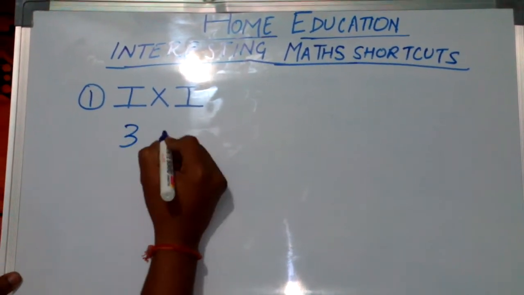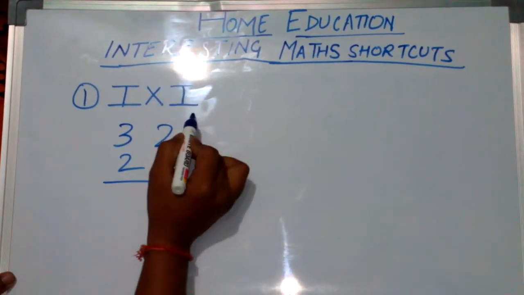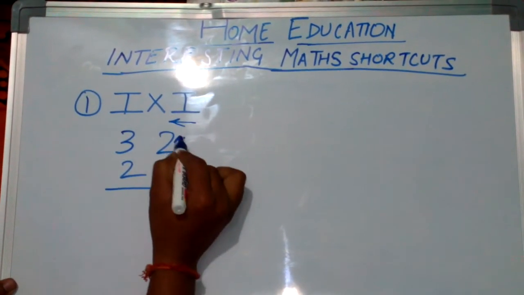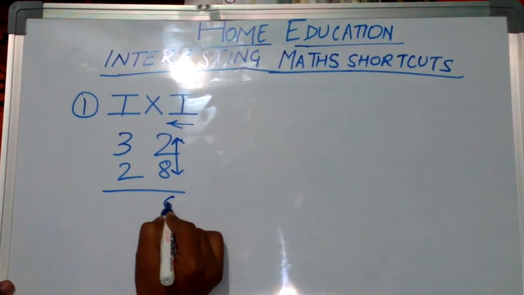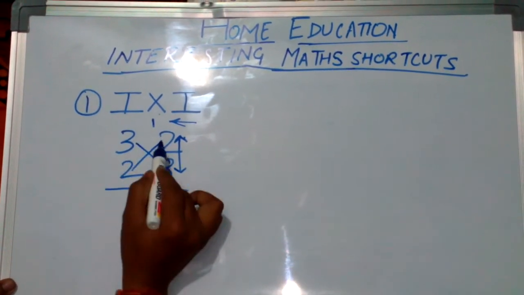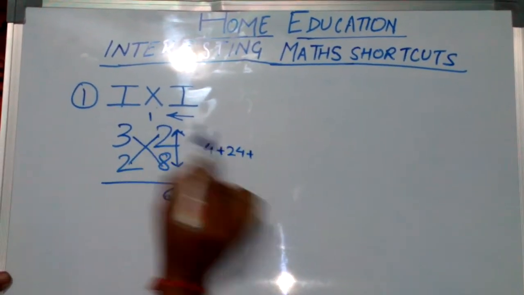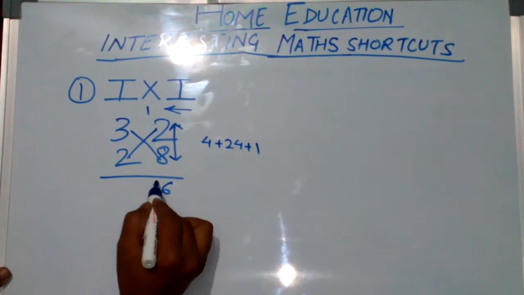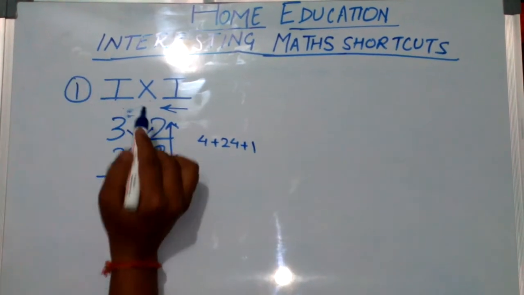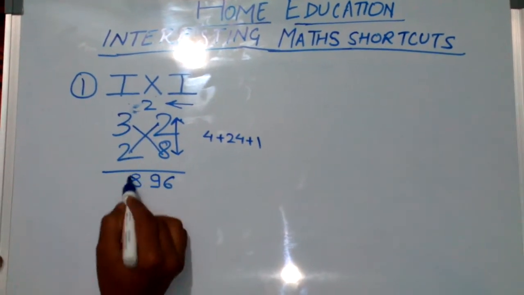Taking the first example, 32 into 28. The rule says IXI means move from here. I: 2 into 8, 2 into 8 is 16, 6 and 1 carrying. Now X: 2 into 2 is 4 plus 8 into 3 is 24, 28, plus 1 carrying, 29, 9 and 2 carrying. Now the rule says I: 3 into 2 is 6 plus 2 carrying, 8.